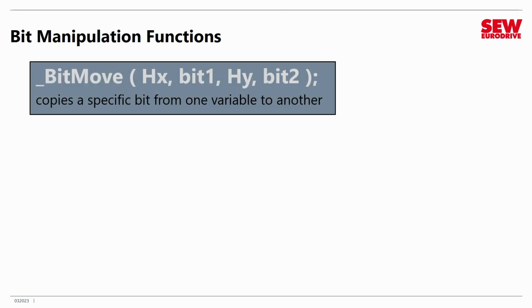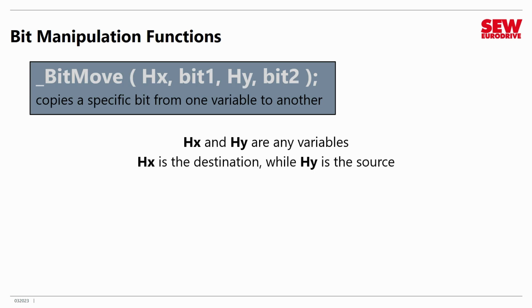And then this is kind of a novel one, bit move. It copies a specific bit from one variable into another. So notice there that we have two variables, which I call hx and hy. These are just any two h variables. So hx is the destination, that's where the copy goes into, and hy is the source, where it comes from.